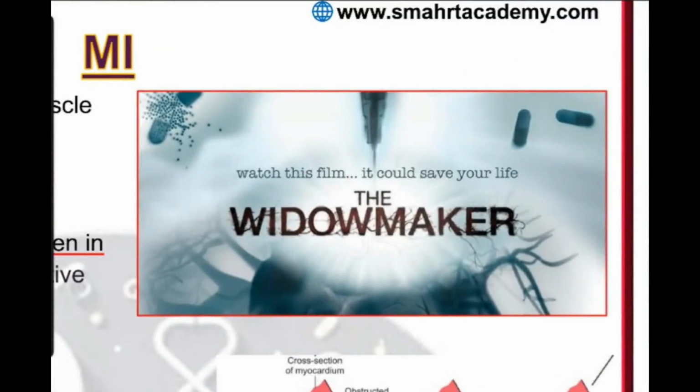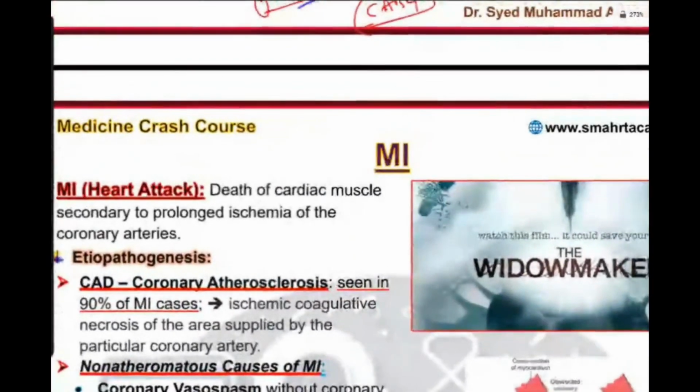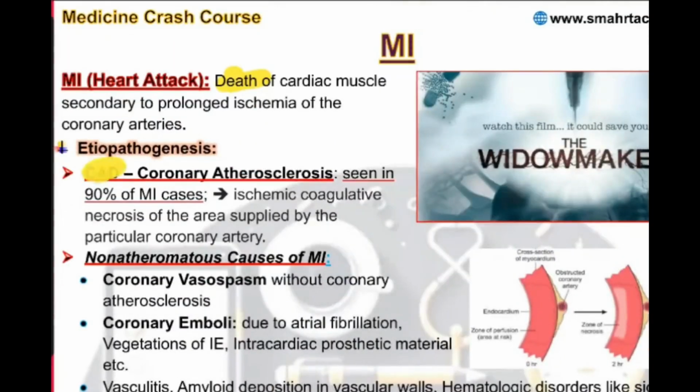This is only about MI, myocardial infarction. What is myocardial infarction? As the name implies, there is death. Why is there death? Because of prolonged ischemia. If we don't resolve angina, if we don't resolve unstable angina, it will cause MI. So again, the etiopathogenesis is the same.